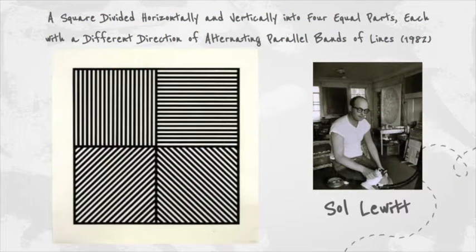This piece is by Sol LeWitt. It's called A Square Divided Horizontally and Vertically into 4 equal parts, each with a different direction of alternating parallel bands of lines. Whew. And it was made in 1982. What do you notice?